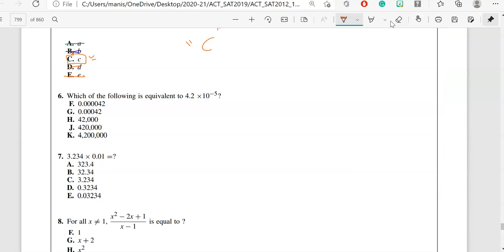So this is your 4.2 over here. Now when you see times 10 to the power negative 5, first of all, you have learned in your class how you can make a negative exponent positive. You can bring it to the denominator or write the reciprocal. So the next step is, 10 to the power 5 means I have 5 zeros over here.